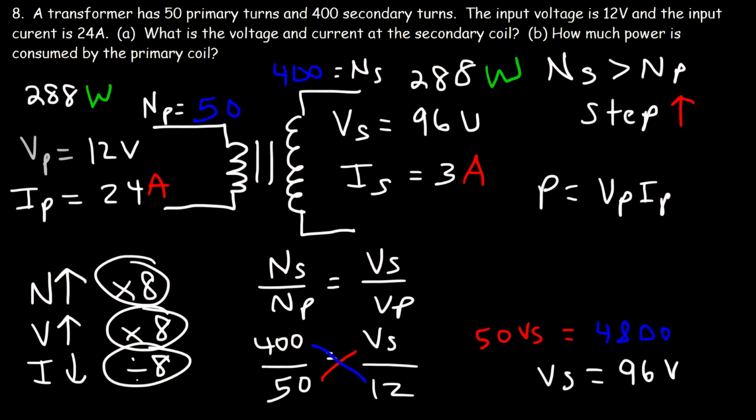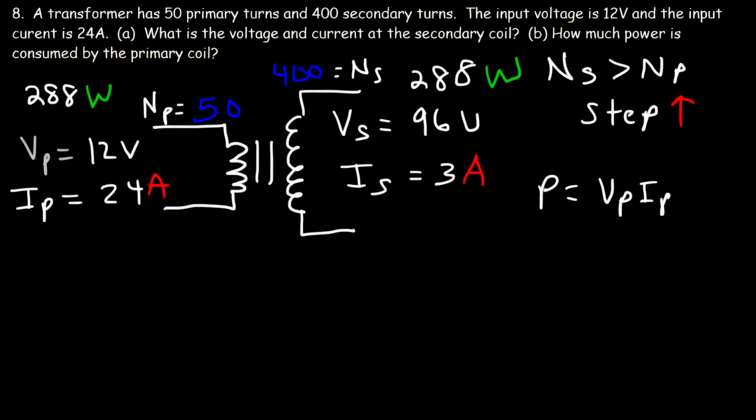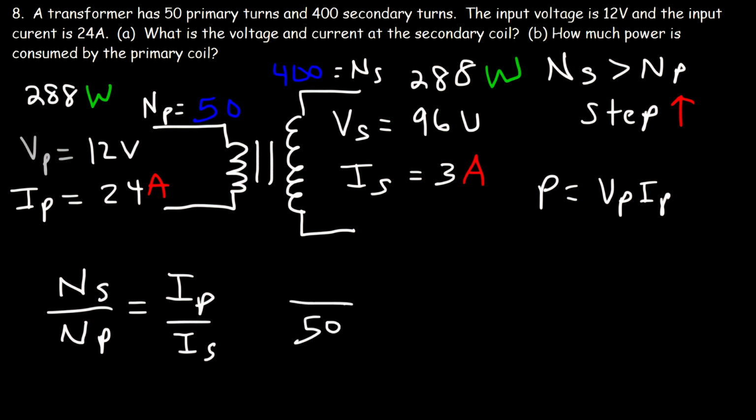Now let's use the formula to calculate Is. Ns over Np is inversely related to the current, so it's going to be Ip over Is. Notice that the subscripts are opposite relative to each other. So Np is 50, Ns is 400. We have Ip, which is 24, and we need to solve for Is. So let's cross multiply. 50 times 24 is 1200.